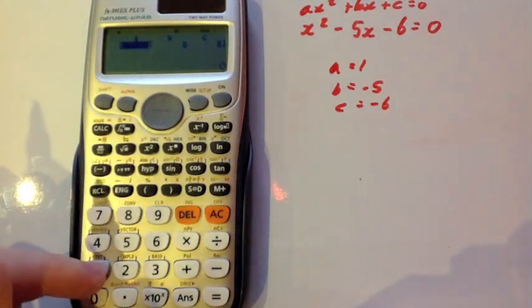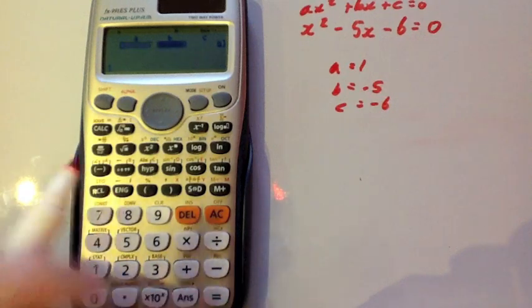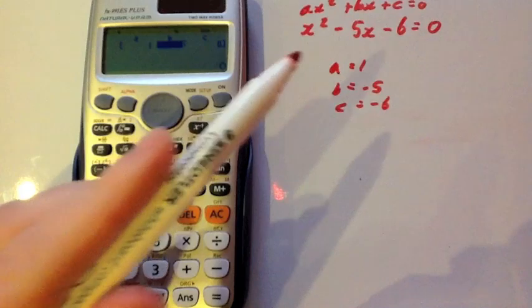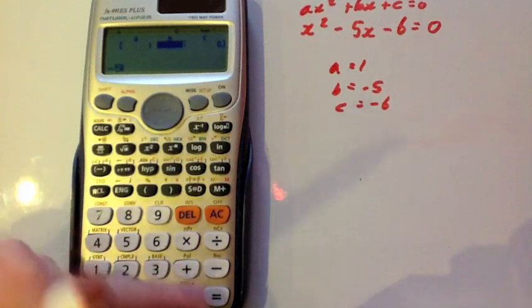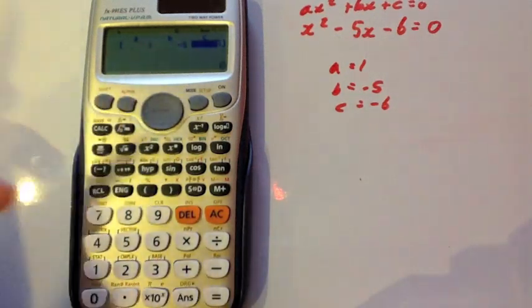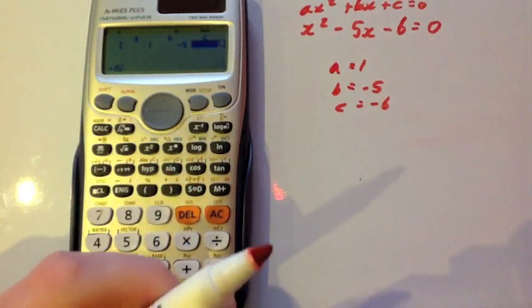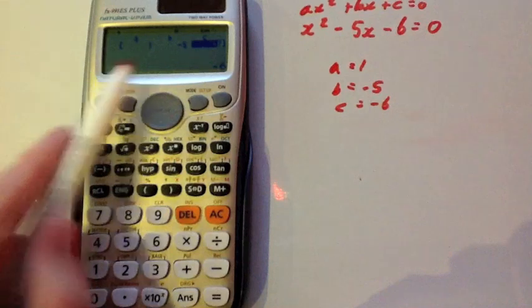So if we just input those, so a, so just press 1 and equals, and you'll see a 1 appears there. B, -5, so -5, you could use the negative sign or the minus sign, both will work. Press equals, and -5 appears there, and -6, and press equals, and you'll see you've inputted those into the cells.